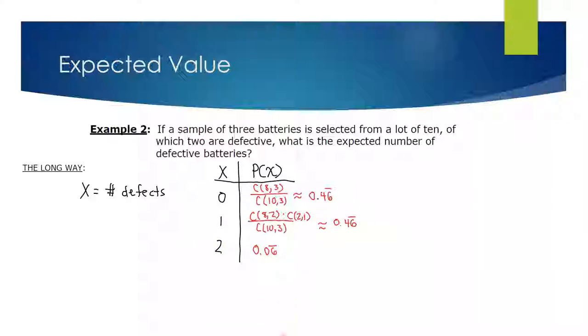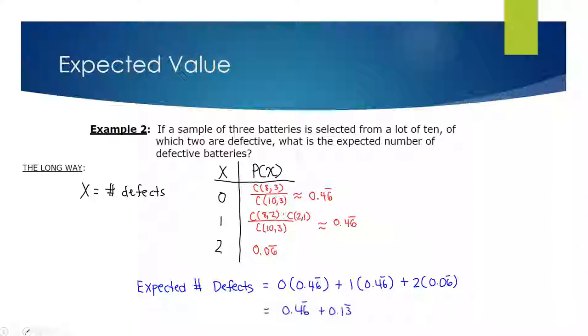So now I'm able to do the expected value. I'm going to take each one of these x's and multiply it by its probability, and then add them together, and I get a total of 0.6 defects, which means on average, I'm going to have 0.6 defects.